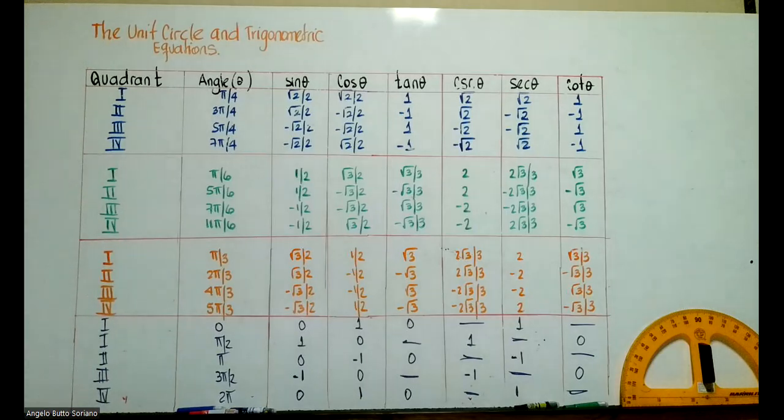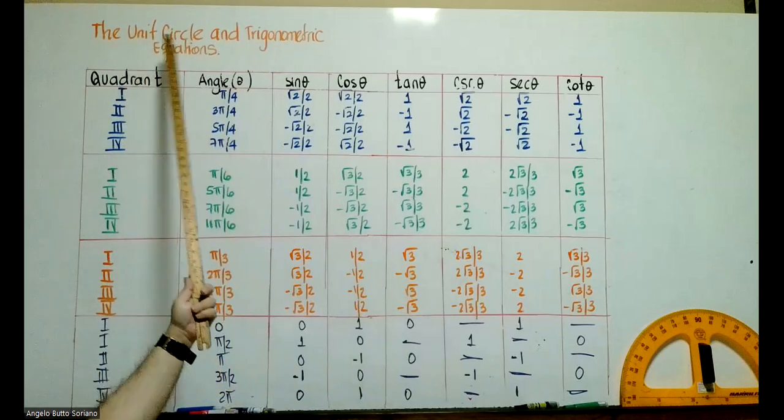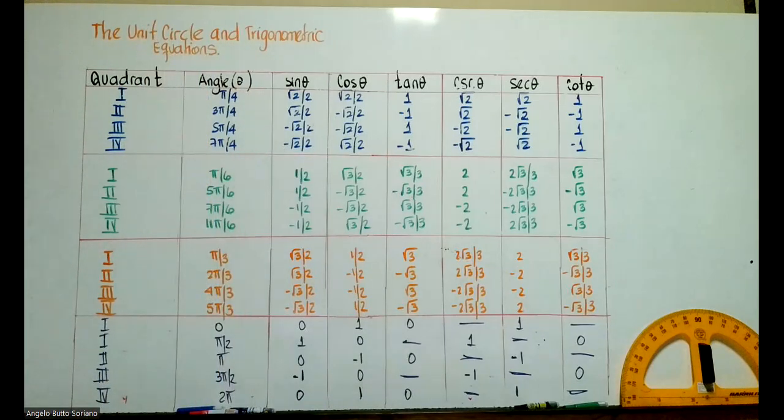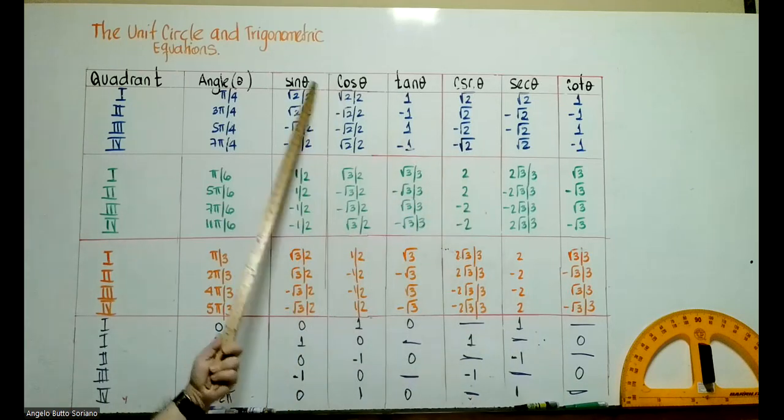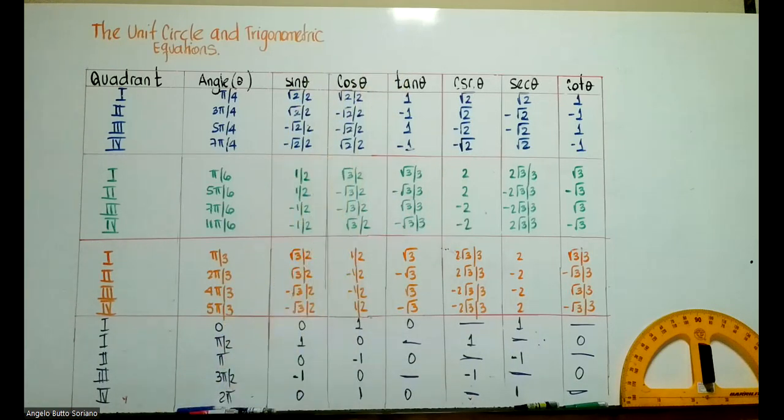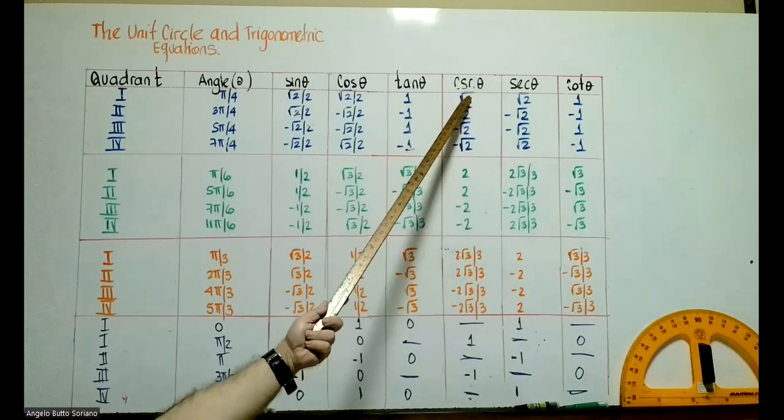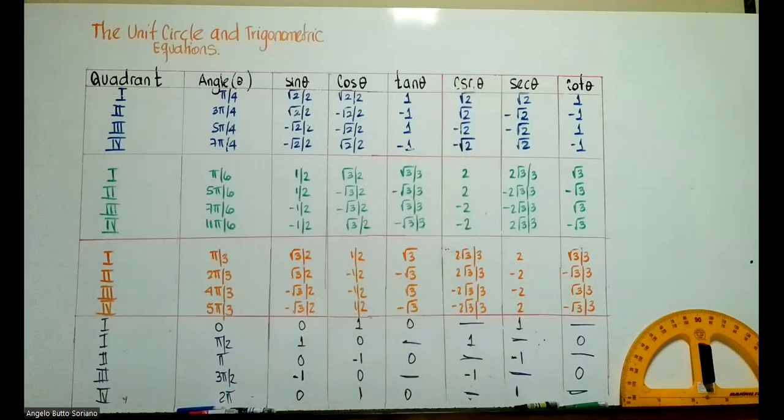Today we want to explain the relationship between the unit circle and trigonometric equations. A few weeks ago, we learned how to sketch the graphs of the six trigonometric functions. You know how to graph sine, cosine, tangent, and their reciprocal trigonometric functions, which are cosecant, secant, and cotangent. And we also learned how to prove trigonometric identities.